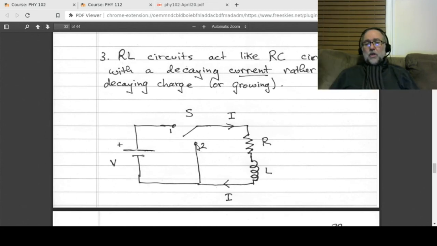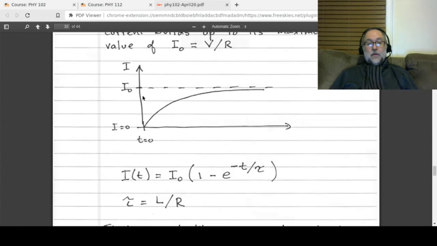Then when you open the switch, if there were no inductor there, the current would immediately stop. But because there's an inductor there and an inductor resists a change in the current, the inductor is going to try to keep that current going, just like you saw above. But there's the resistor there, which will eventually resist this current and slow it down, and it'll go to zero. So I'm not going to do any derivation. I'll just give you the formulas.